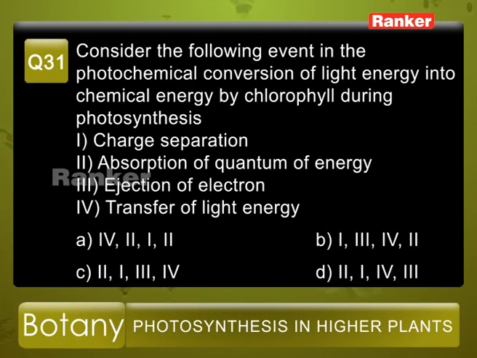Question number 31. Consider the following events in the photochemical conversion of light energy into chemical energy by chlorophyll during photosynthesis. 1. Charge separation. 2. Absorption of quantum of energy. 3. Ejection of electron. And 4. Transfer of light energy. The given options are A. 4, 2, 1, 3. B. 1, 3, 4, 2. C. 2, 1, 3 and 4. D. 2, 1, 4, 3.